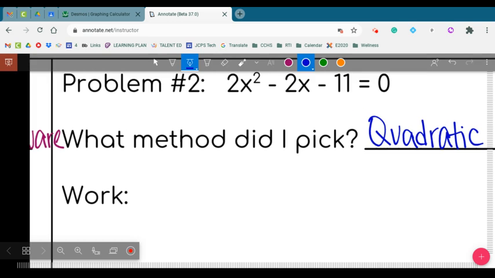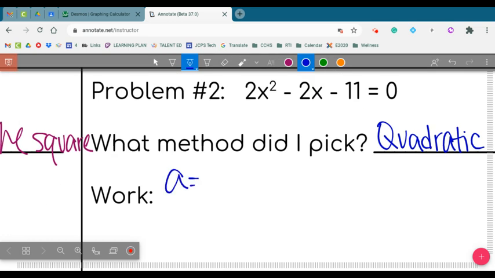It's already in standard form, so we're going to identify our A, our B, and our C. Our A is 2, our B is negative 2, and our C is negative 11. So our next step is we're going to plug it into our quadratic formula.